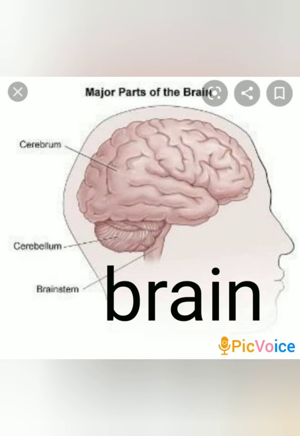Number 1. In which organ of the body is the cerebrum found? Children, it is found in the brain. The brain is made up of 3 parts. One is the cerebrum, second is the cerebellum, and the third is the brain stem.